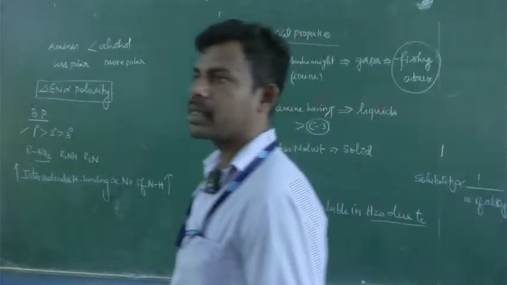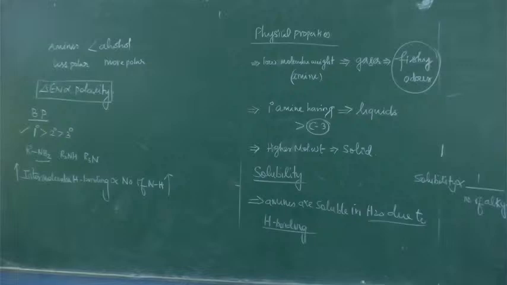So boiling point is inversely proportional to volatility. Is it clear? So primary has a more boiling point when compared to secondary and tertiary. So more boiling point and less volatile. So primary has a more boiling point but is less volatile, whereas tertiary has a less boiling point but is more volatile because it has less intermolecular hydrogen bonding.